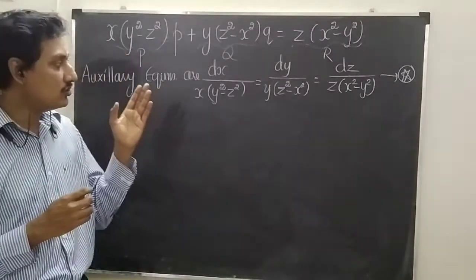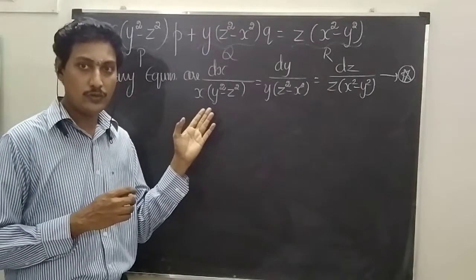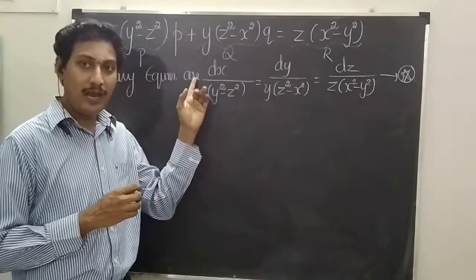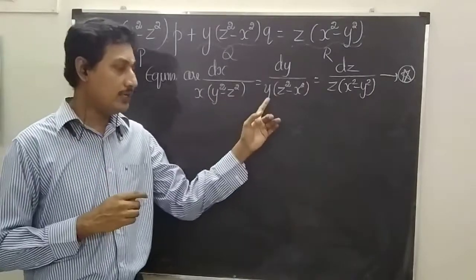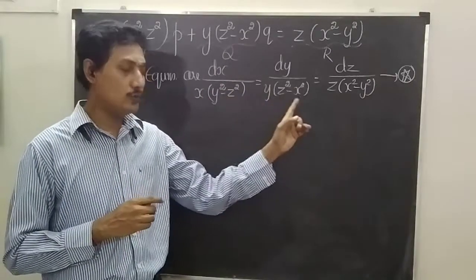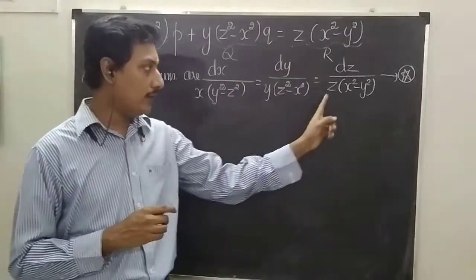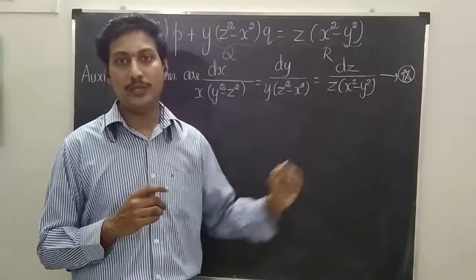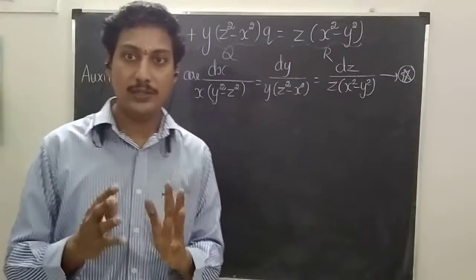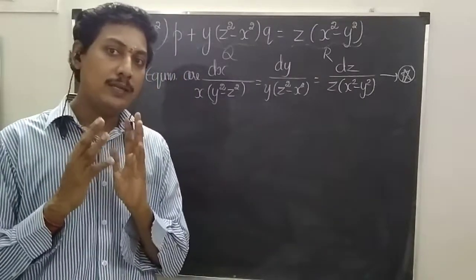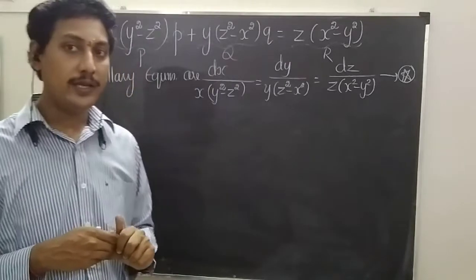Let us see each denominator of the ratios. Here x is to the power 1, but the other two terms are of degree 2. Similarly here y is to the power 1, but the other two are degree 2. The third one, z is to the power 1, the other two are degree 2. So first of all I want to make the degrees equal, then only the method of multipliers works. So what can I do?